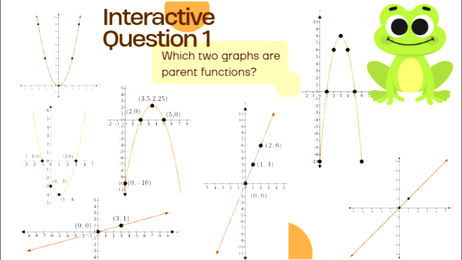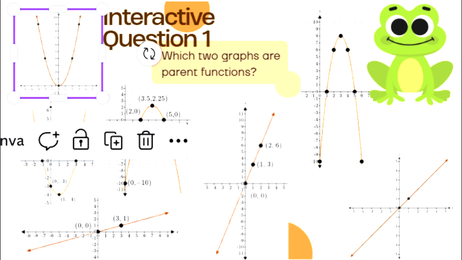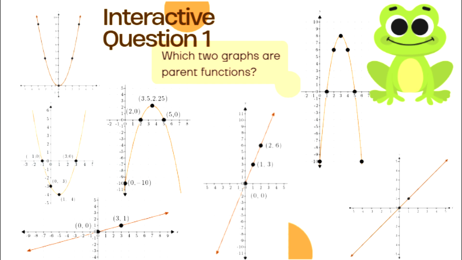The first one says which two graphs are parent functions. So the easiest way to figure this is to get your chart that I told you to print or take a picture of or whatever and figure it out. This one right here is a parent function because it touches the origin right there.